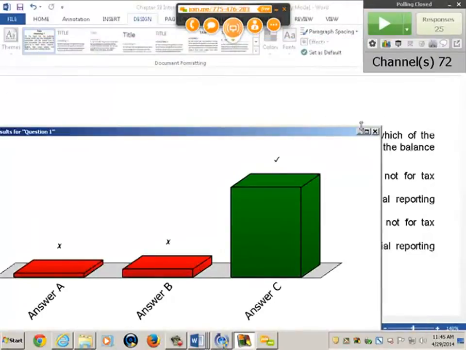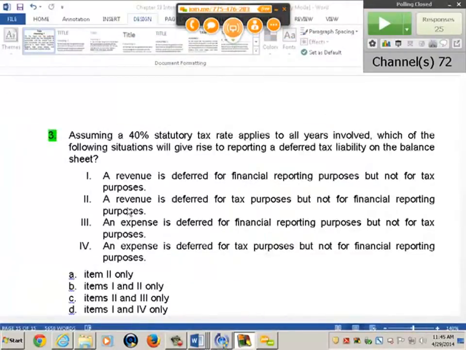All right, the first one, revenue is deferred for financial reporting, but not for tax. Here is an example of an advance collection or a subscription received in advance, insurance received in advance. A lot of insurance premiums collected in advance have to be considered taxable. You pay more tax today. Number one is a deferred tax asset. Number one is a DTA.